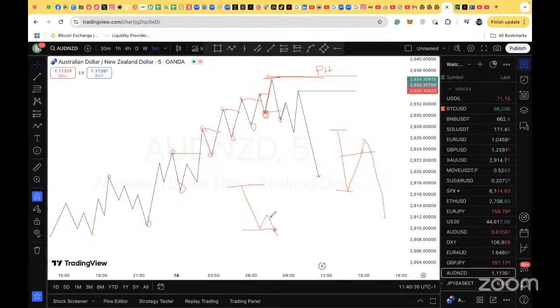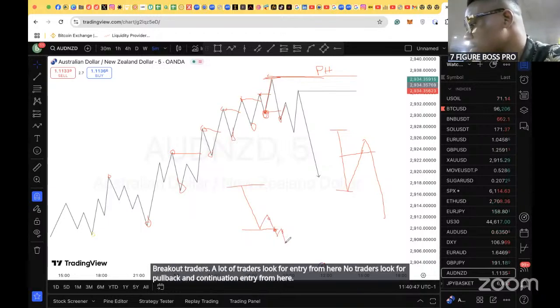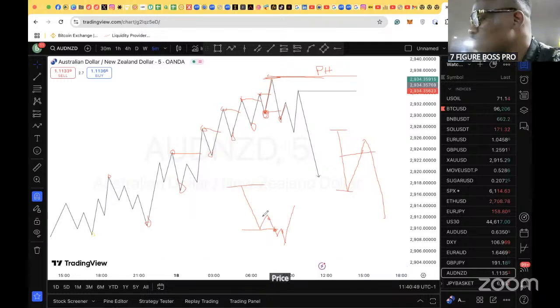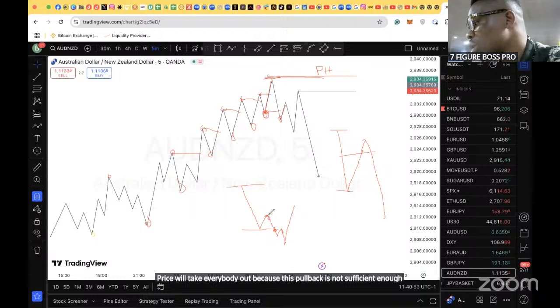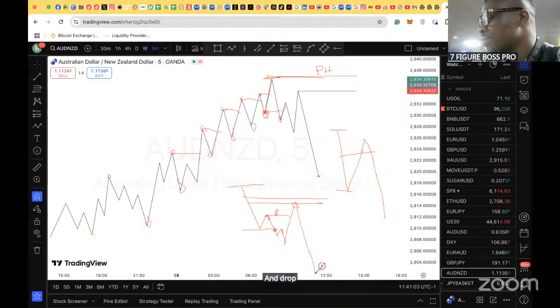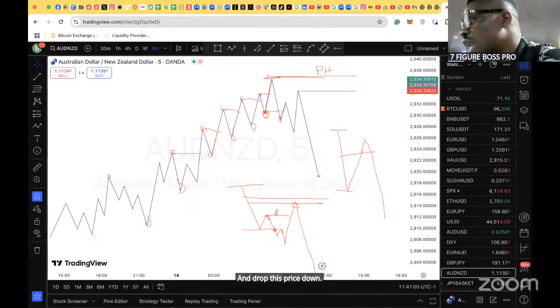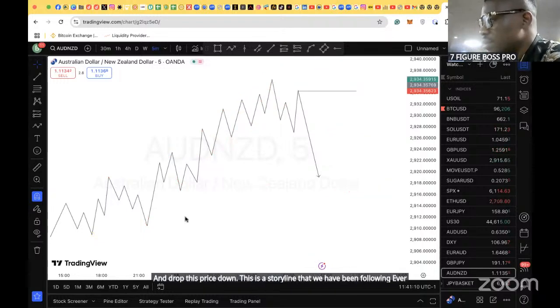Breakout traders, a lot of traders look for entry from here. A lot of traders look for pullback and continuation entry from here. Price will take everybody out because this pullback is not sufficient enough for such a push. To take out these guys, that is their liquidity engineering. Then look for an entry around 786, 886, and drop this price down. This is a storyline that we have been following ever since we started 21 days.